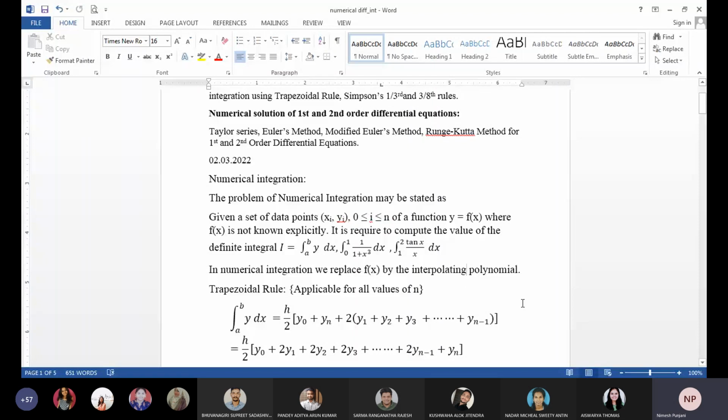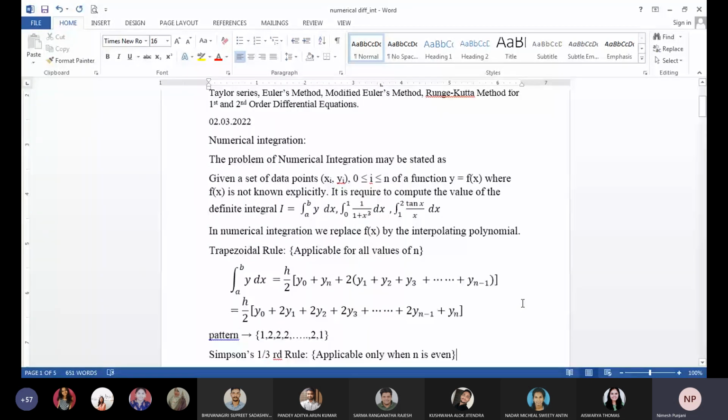What is your interpolating polynomial? Your interpolating polynomial is nothing but the one which we get using Newton's forward difference and Newton's backward difference. There is a bit of theory involved in this. How do we get this formula of the trapezoidal rule?